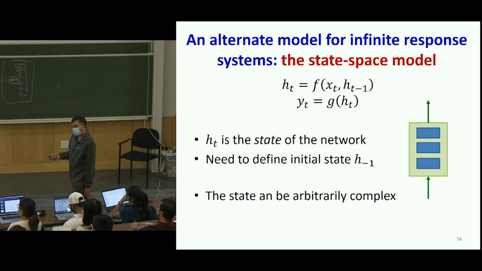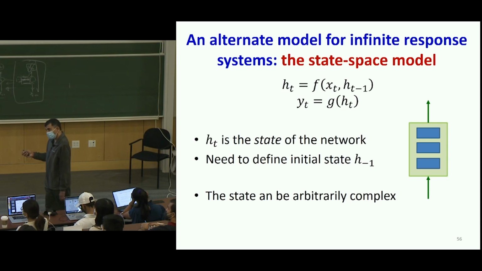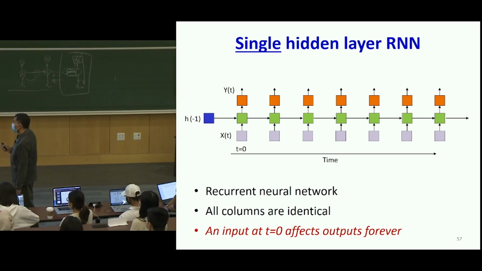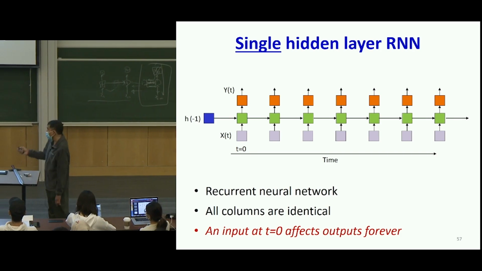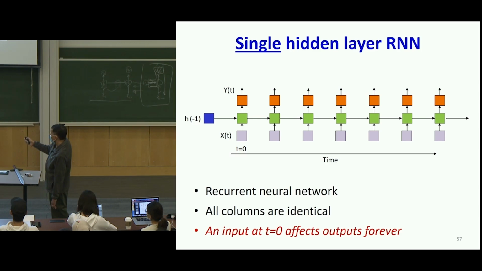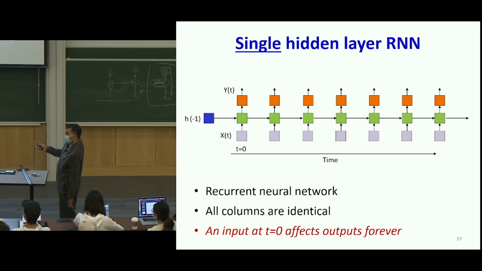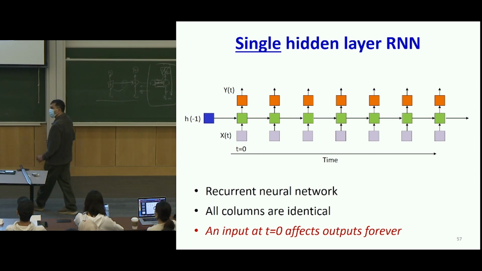And when you're passing information from one time instant to the other, you're going to be passing information about all of these layers. So here is an example where the hidden state has just one layer. Here's what the network would look like. At each time, you have a single layer getting its input from the previous time and the current input. Once again, an input at any time is going to influence the output for all time. And every column is identical to every other column.